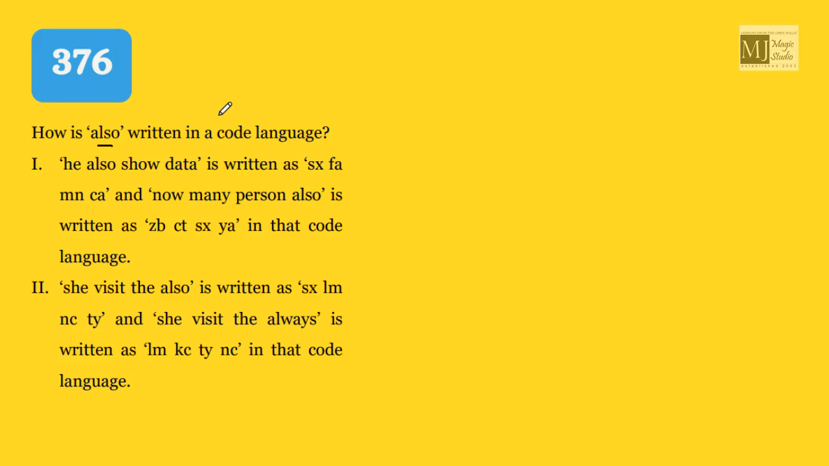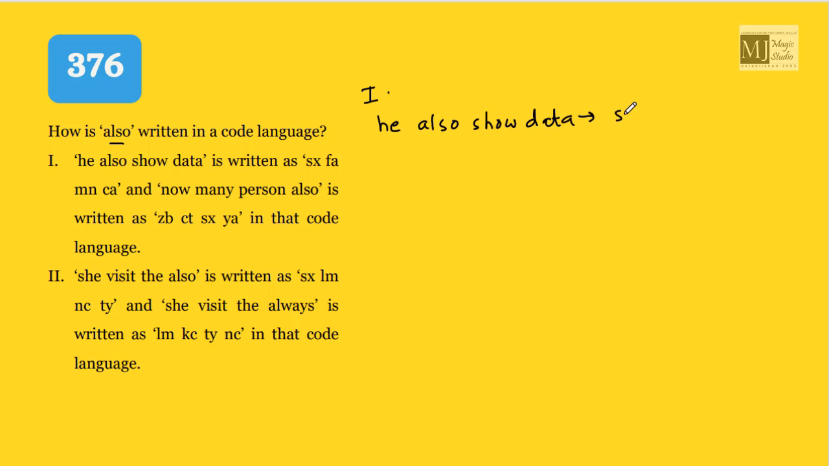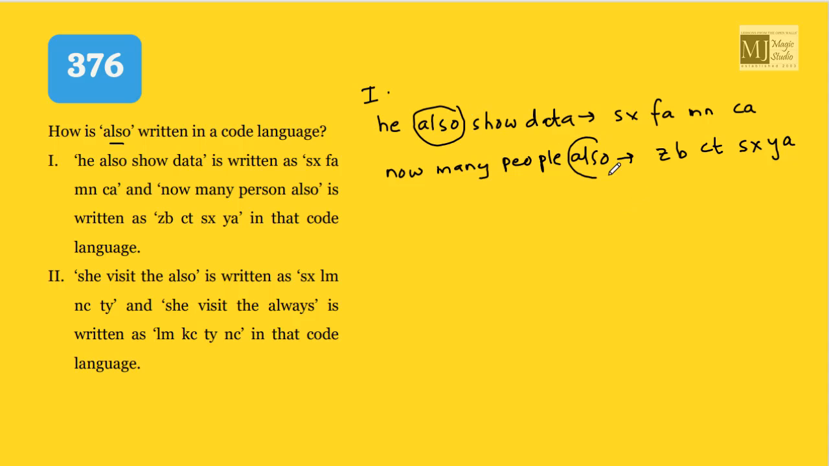How is "also" written in a code language? Statement 1 says, "he also show data". Yes, I can see that "also" is common and all others are different, and here in the code Sx is common. We can conclude that "also" is written as Sx. Statement 1 alone is sufficient. Let me check whether statement 2 alone is sufficient or not.